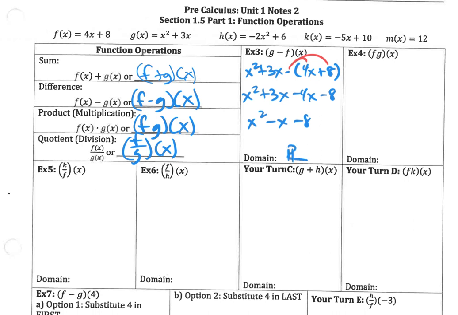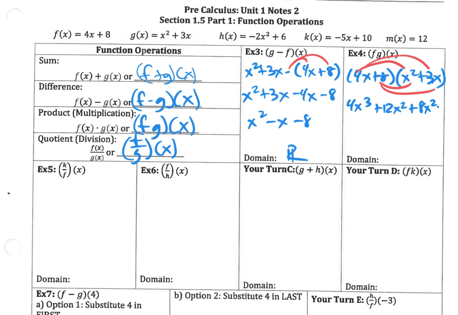For our second example, we see that we have f times g. I'm going to go ahead and write down my two functions. I have f of x, which is 4x plus 8, and we're multiplying that by g of x, which is x squared plus 3x. Again, we're going to have to use this idea of distribution to make sure we multiply everything together correctly. And we end up getting 4x cubed plus 12x squared plus 8x squared, and then plus 24x.